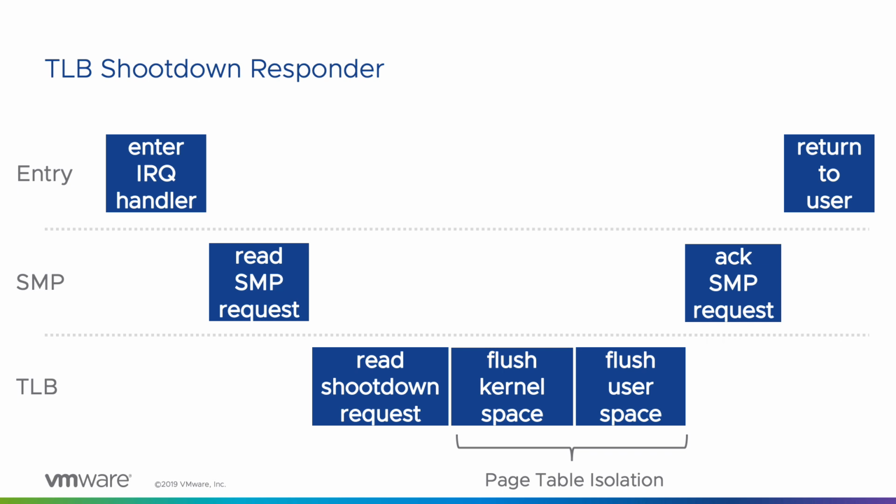The flushing routine reads the detailed shootdown request that the initiator sent and performs two flush operations, one for the kernel page tables and one for the user page tables, as required for page table isolation. Once the TLB flushing routine completes, the responder acknowledges the SMP request, and eventually the kernel returns to user space. When page table isolation is enabled, the kernel reloads the user page tables at this point.